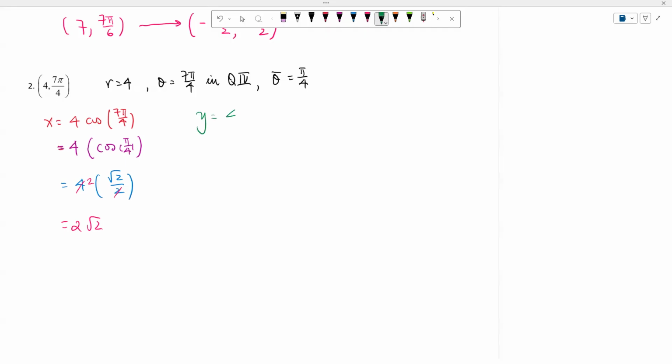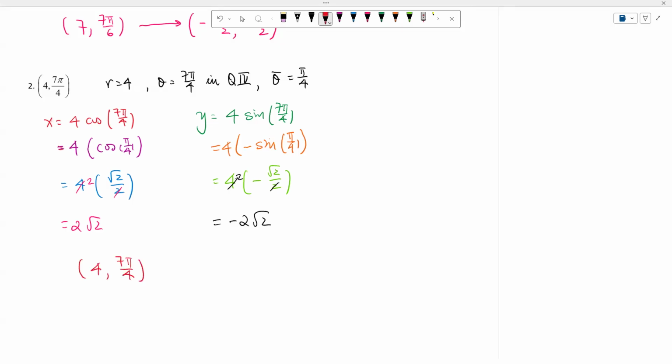And y equal to 4 times sine of 7 pi over 4. Then in quadrant 4, sine is negative, and the reference angle is pi over 4. Then it will be 4 times negative root 2 over 2. Then of course my answer will be negative 2 root 2. So now I have 7 pi over 4 converted to Cartesian will be 2 root 2, negative 2 root 2.